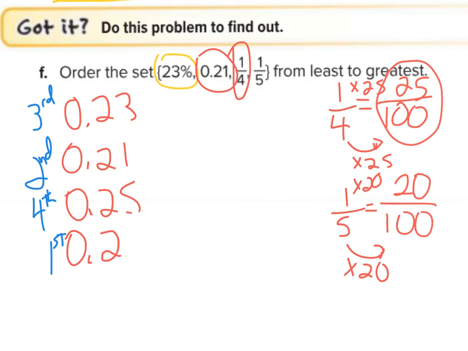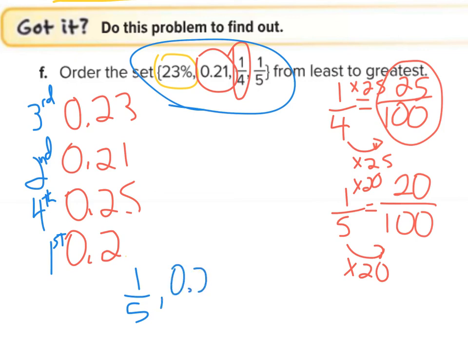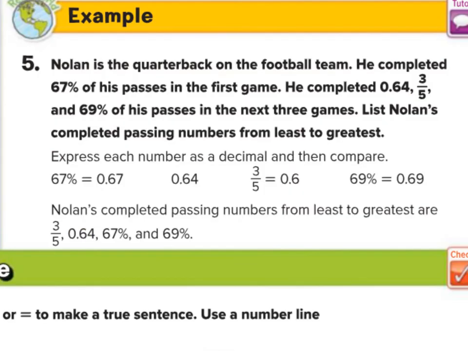And there you go. Now, to write it properly, you would have to write it in these formats. So let's start with 1/5. Then we have 0.21. Then we have 0.23 or 23%. And then finally 1/4. And that's how it should be written, from least to greatest.